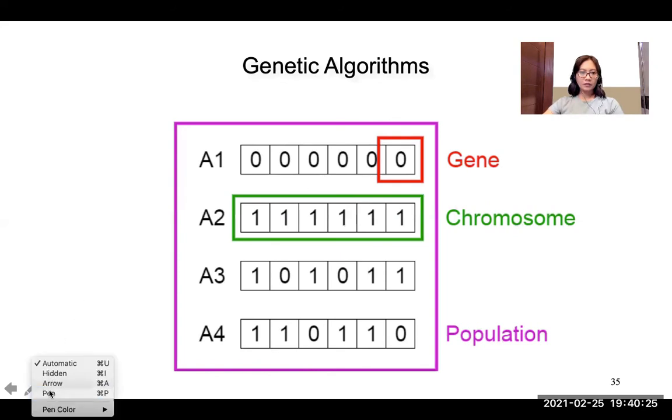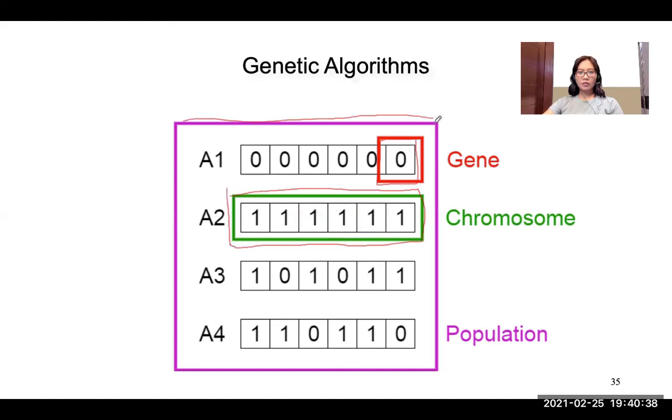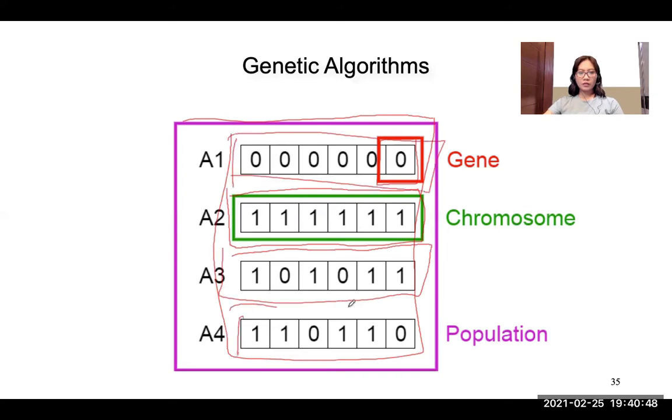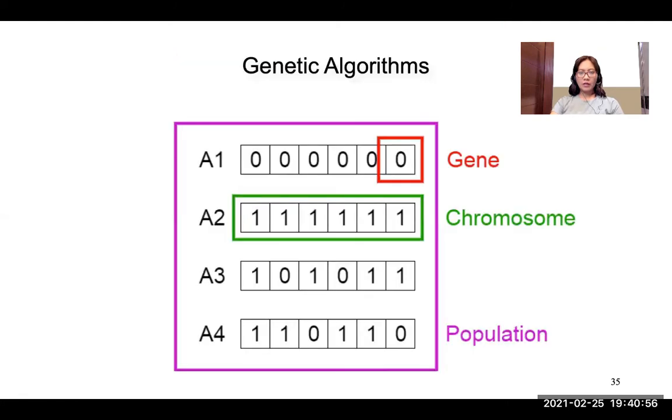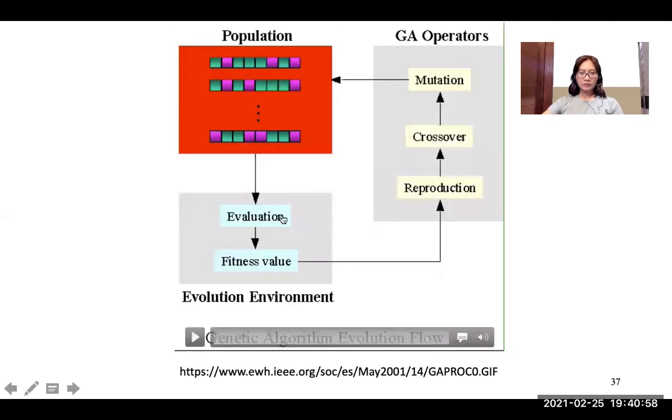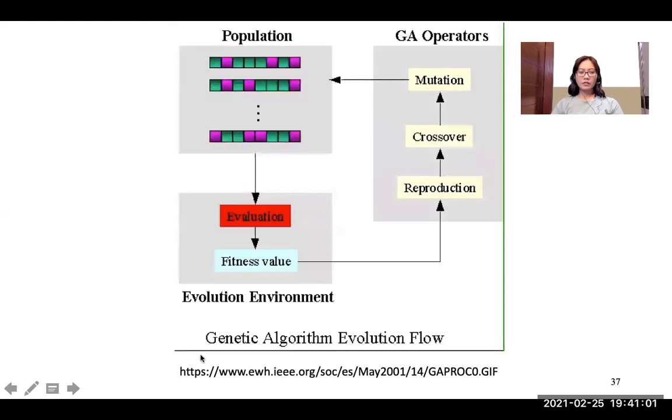In the genetic algorithm, the data will be represented like this. This is the gene. A single bit is a gene, and then a set of genes is called a chromosome. And then a set of chromosomes is called the population. The whole of this is called the population. And this is my neighbor. This is my neighbor. This is also my neighbor. I want to search for the best solution by exploiting my neighbors.